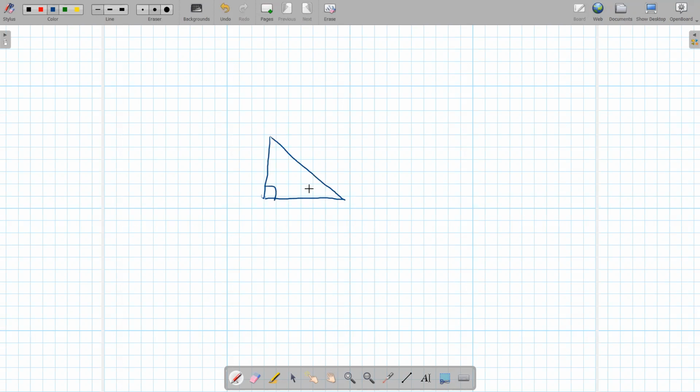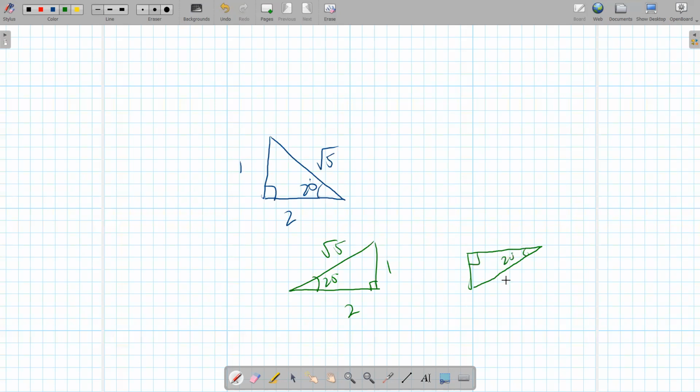There's this triangle. Let's say this is 20 degrees, and this is 1, 2. That'll be the square root of 5, I believe, right? Yeah. There's that one, and then we have this other triangle. This is 20, this is square root of 5, this is 1, and this is 2. And then let's say we have something like this. 20, let's say this is square root of 5, the base is 2, the height is 1. How are these triangles related?